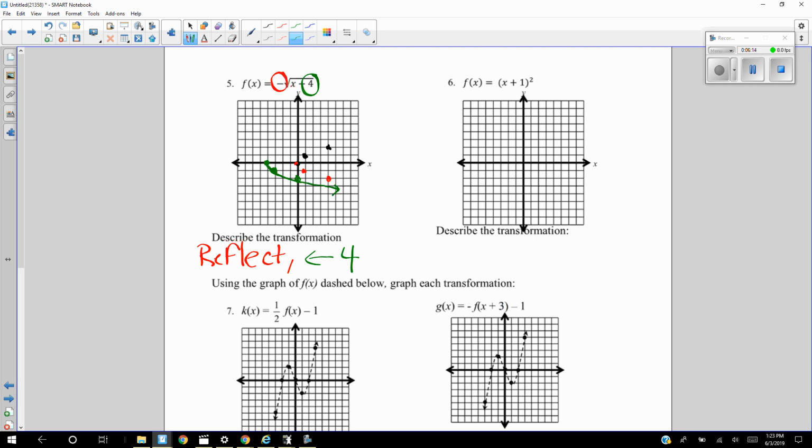Sketch your graph. There's your answer. Remember, it does not have left-end behavior. It's kind of a broken graph. That's what it should look like.